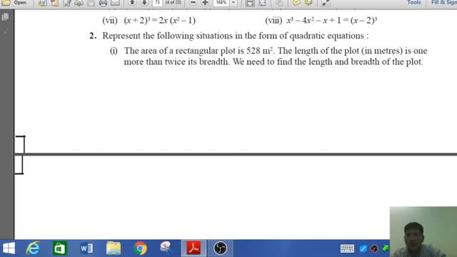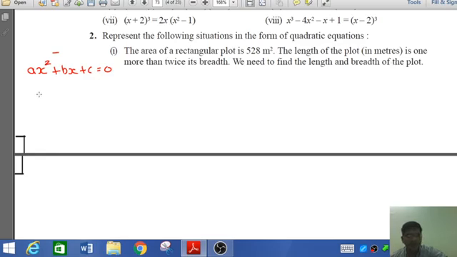Today's topic is to form equations. How can we make an equation? Because the quadratic equation standard form is ax square plus bx plus c is equal to 0. So one statement is given and we have to make an equation, then we can solve. Length of the plot is one more than twice of its breadth.